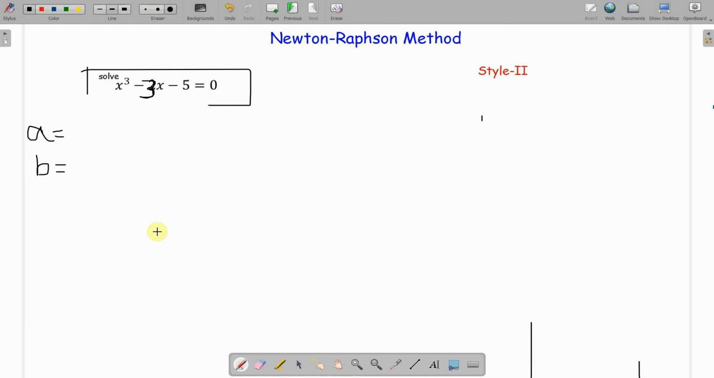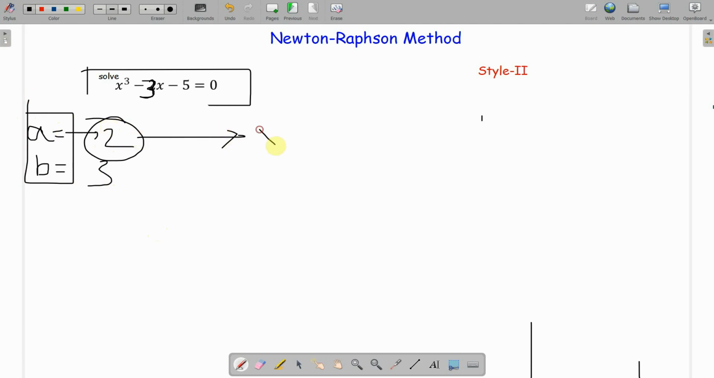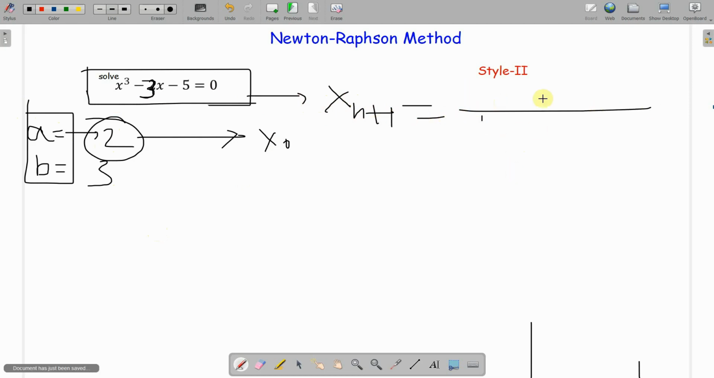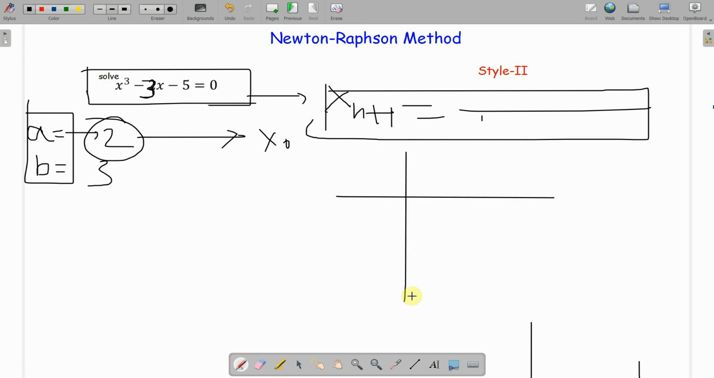Okay, so solve this equation, x cube minus 3x minus 5 equals 0. At which point, what are your A and B? 2 and 3. So you will take 2 as your x0. First you simplify this formula according to the Newton-Raphson method. You will be calculating xn plus 1 equals, consisting of xn. What is the formula you are getting? Do that, then you will get the result.